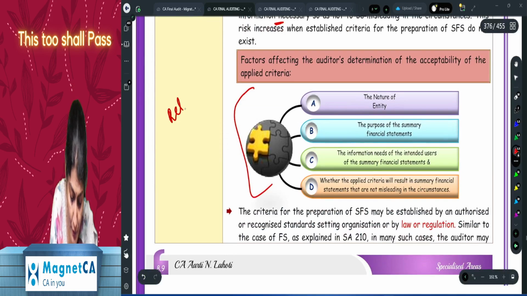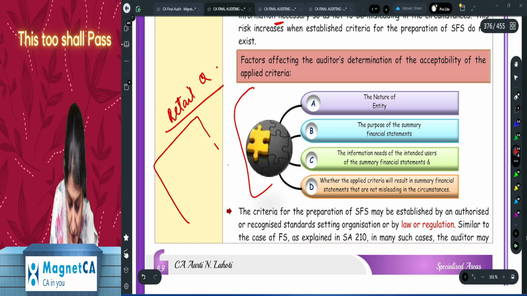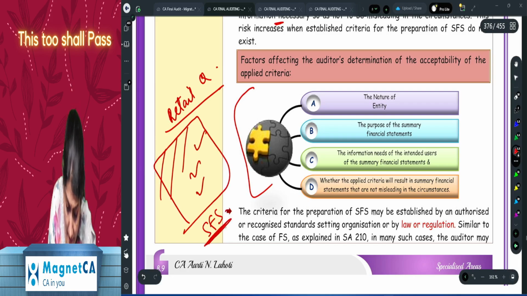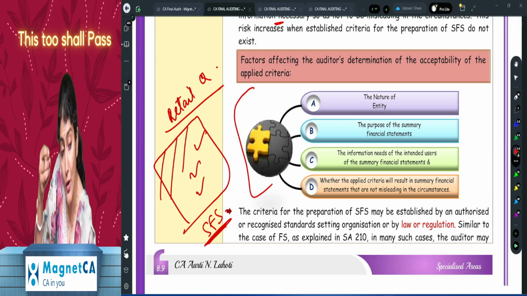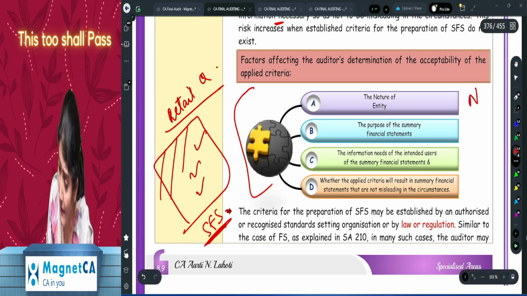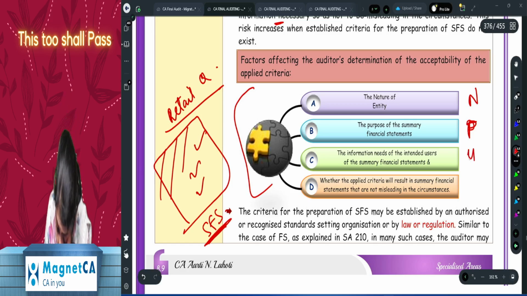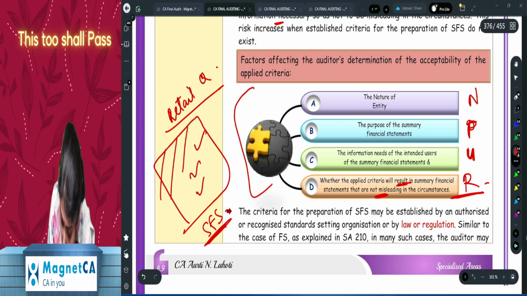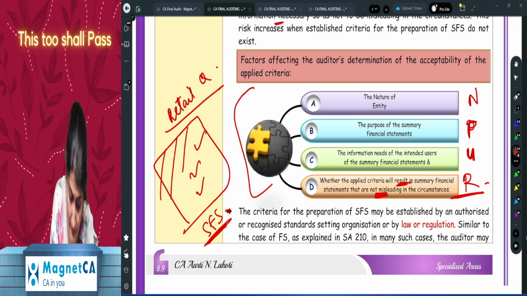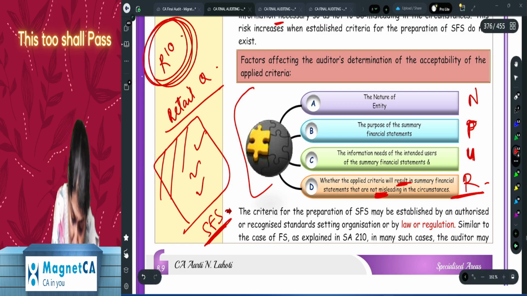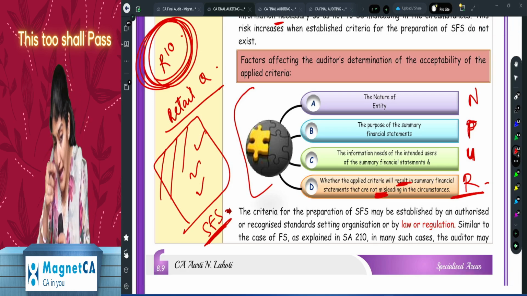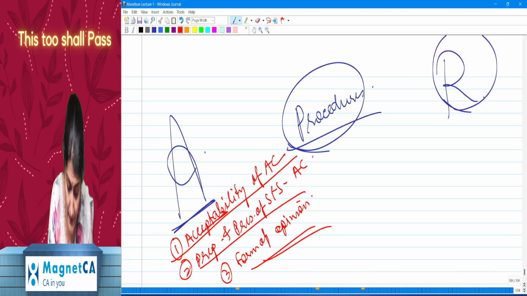We have a retail question over there. They say, oh, this is the criteria which we've applied. This all information we will not give, this which information we will give, and we will prepare the summary. Right? So the acceptability of the applied criteria depends on the nature of the entity, the purpose of the summary financial statements, the information needs of the users, and whether it will result in summary financial statements that are not misleading. Right? So no surprise if I see a retail question in your exams on this one. Right? That as an auditor, I told you there are three conditions. What are the three conditions?